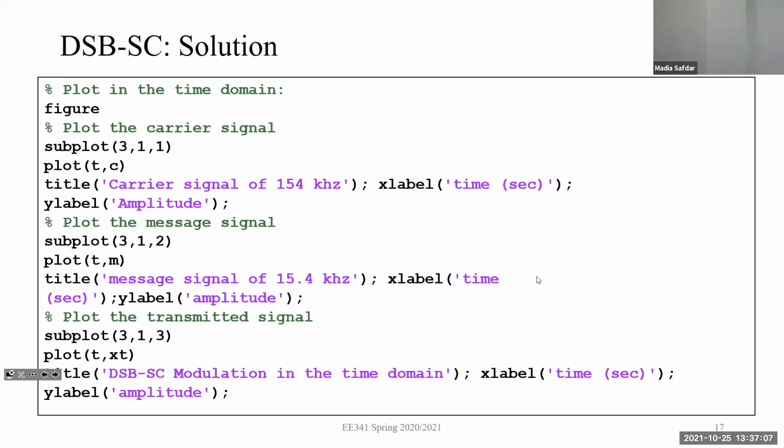Now just plotting. So here, just write this one, not these two. And these are only the labels. Then plot this, and then this. Three signals.